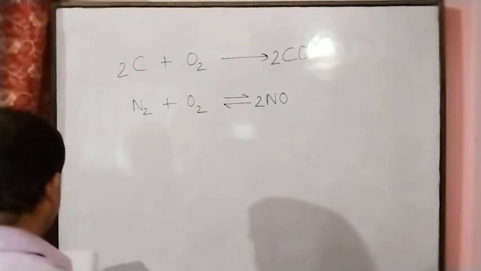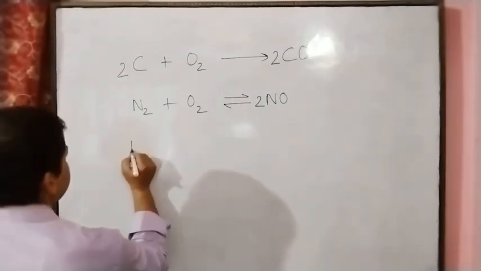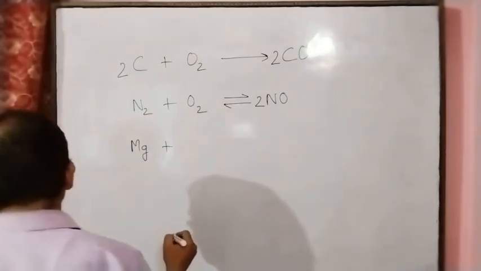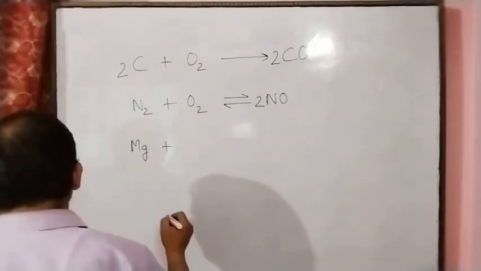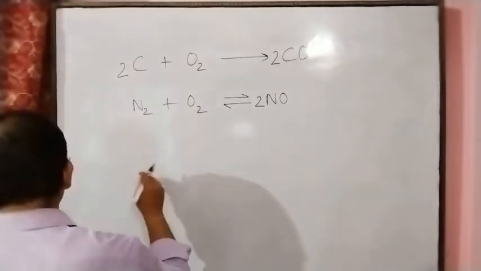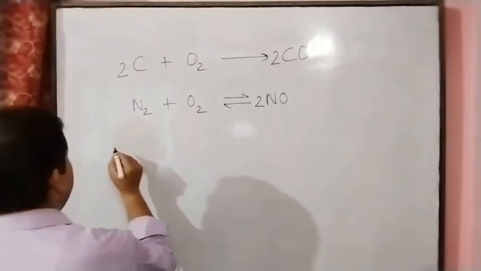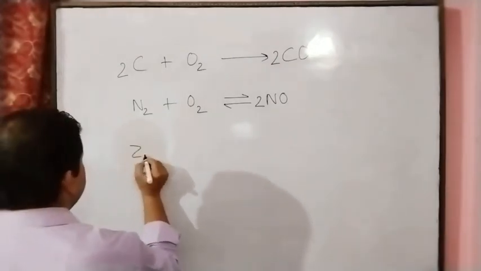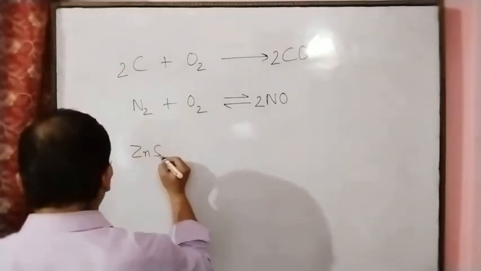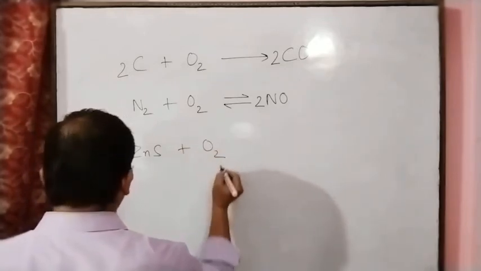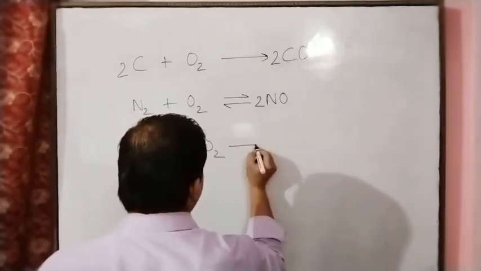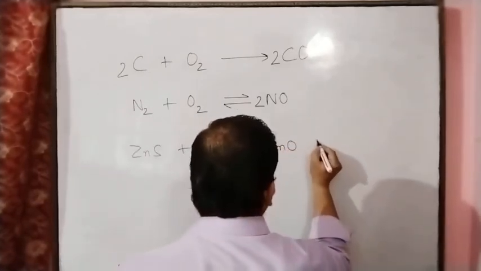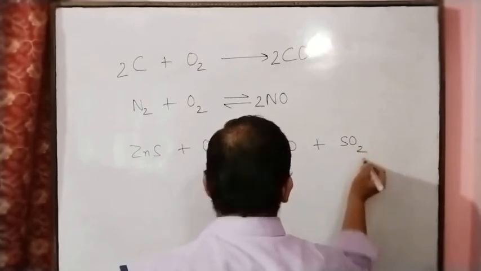Next example, we can see, third example. So here the third example: ZnS plus O2 gives ZnO plus SO2.